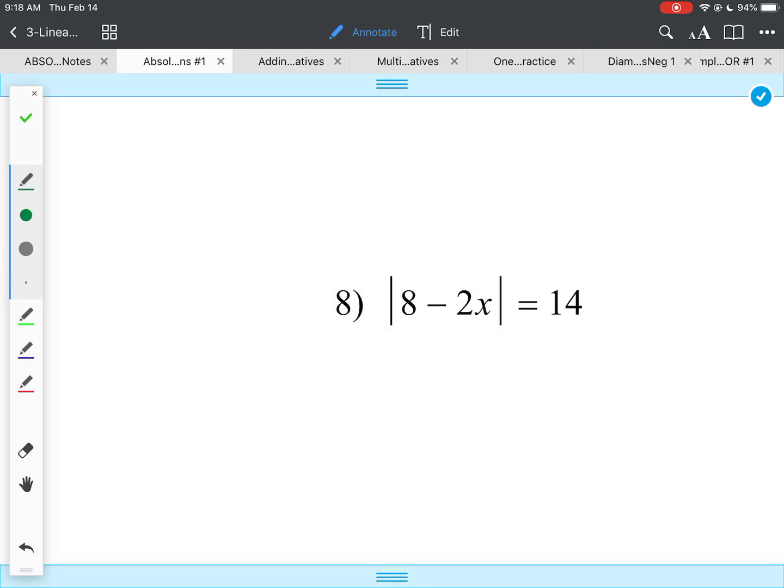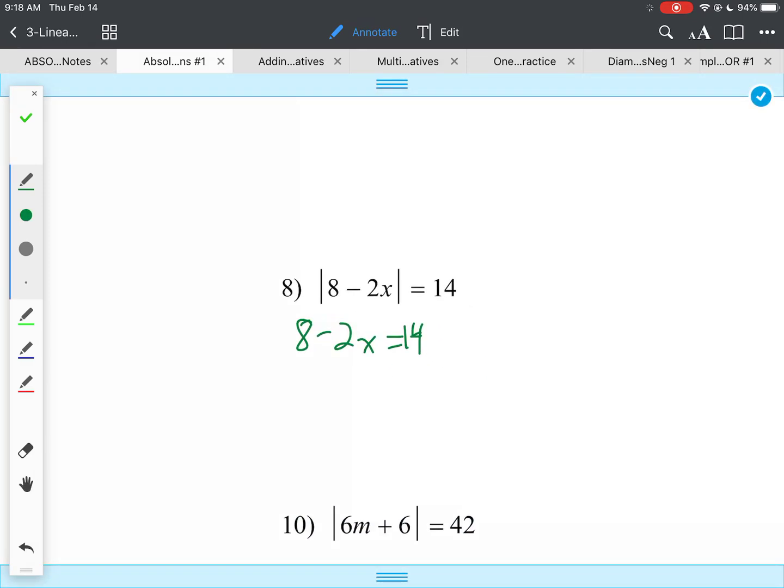When you get to multi-step equations, it's the same way. You have to write it twice because we have to figure out what gives us a positive number in both situations. 8 minus 2x equals 14, and 8 minus 2x equals negative 14. Then you solve it like normal. You have to get rid of the adding and subtracting first, so I'm going to subtract 8 from both sides.